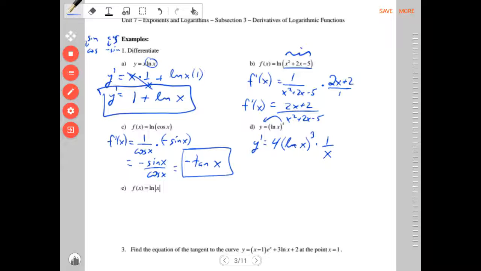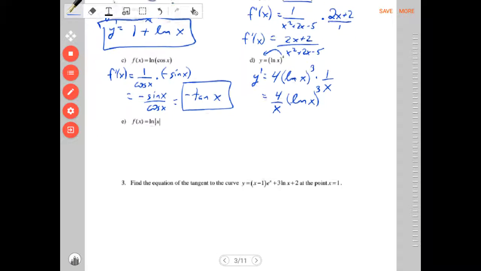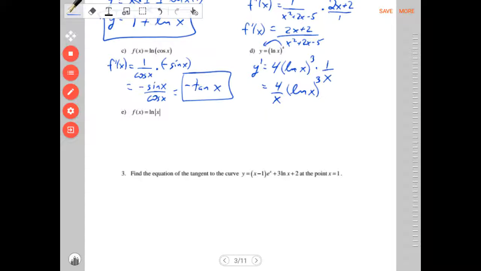Okay, the derivative of that part works out to, oh right, the 4 and the 1 over x combined, so it's just 4 over x ln x cubed. Okay, and there is that one. Okay, this next one is a little bit tricky, but not too bad.